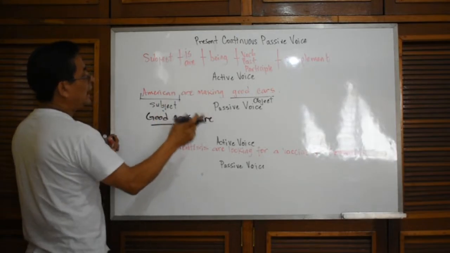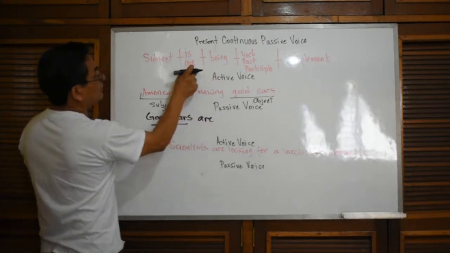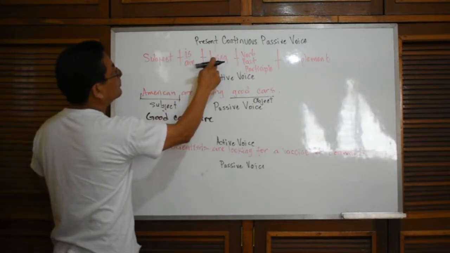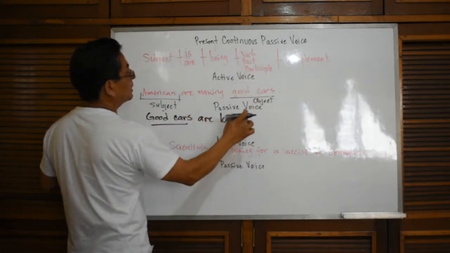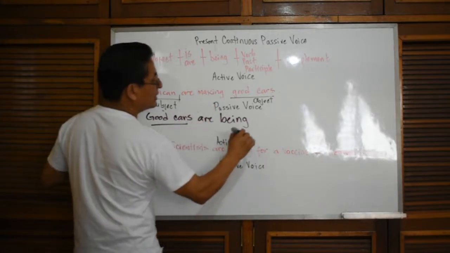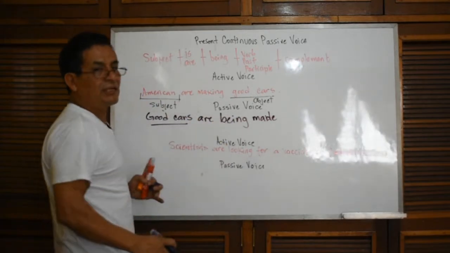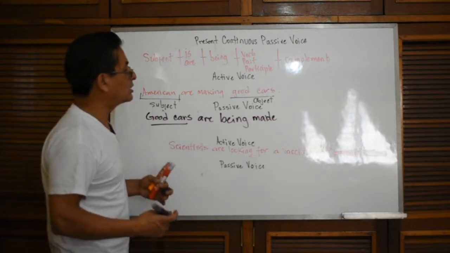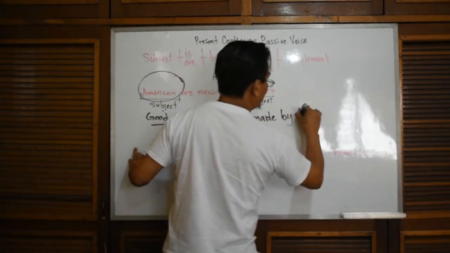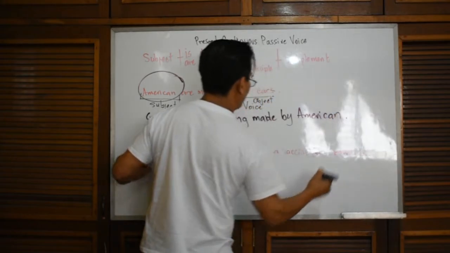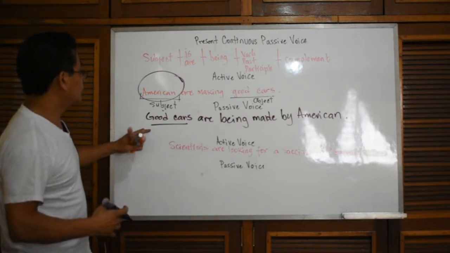So we use are, and we use the verb making, but first, after verb be, we use being. So are being, and then the verb in past participle, and then we're using making, we say made. Good cars are being made. If we want to emphasize who made the cars, we use the word by, and then we use American. Okay, in this case, it is not important who performed the action, but just the action.